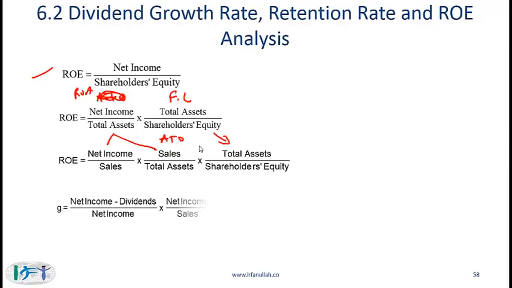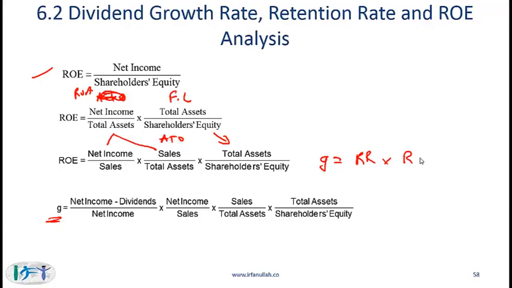So what does this have to do with g, the growth rate? Remember, the growth rate is equal to the retention ratio times ROE. So what we are saying is that the ROE is coming from the DuPont formula, and this is the retention ratio, which is net income minus dividends divided by net income. So this is a cumbersome way of estimating the long-term sustainable growth rate.